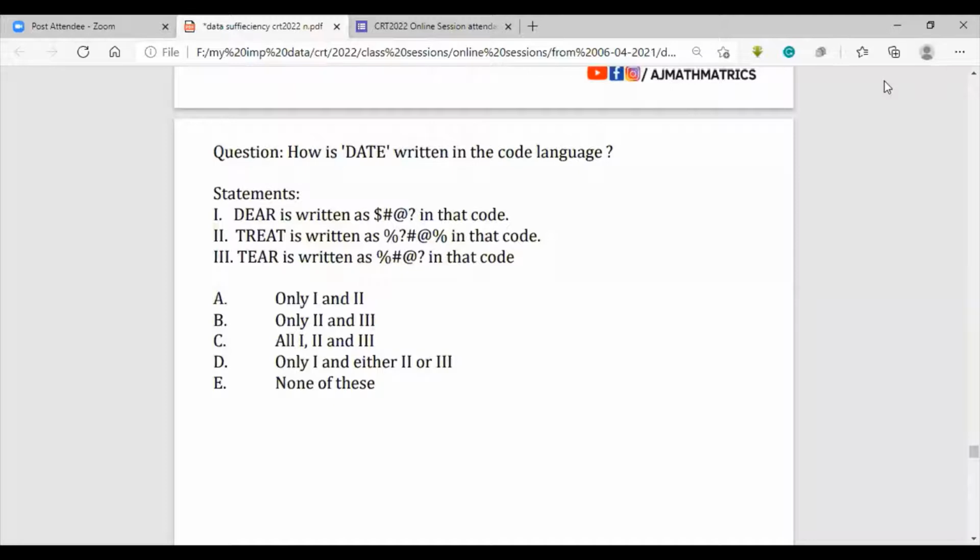Now you have to tell me the answer for the question. It's not about the answer. Options are there: only 1 and 2 sufficient, only 2 and 3 sufficient, all 3 are sufficient. Some options are there, no? So you have to tell me the option for the question. Be clear, it's not about the answer.